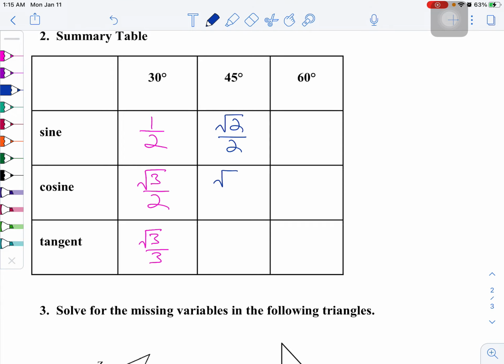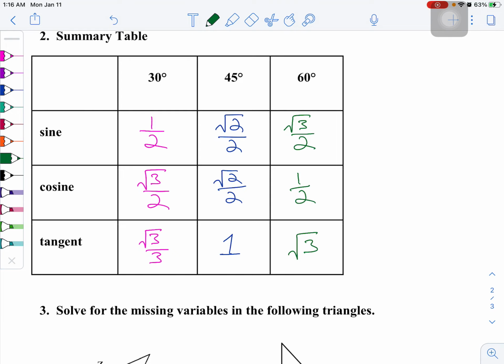For 45-degree angles, sine was root 2 over 2, cosine was root 2 over 2, and tangent was 1. And last but not least, 60-degree angle: sine of 60 is root 3 over 2, cosine of 60 is 1/2, and tangent of 60 degrees is root 3.